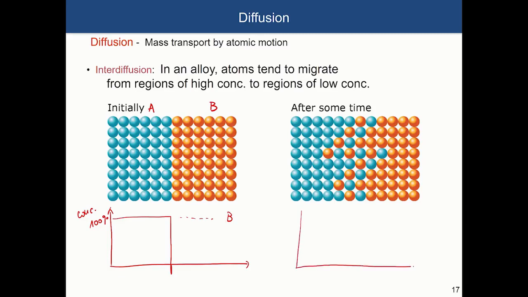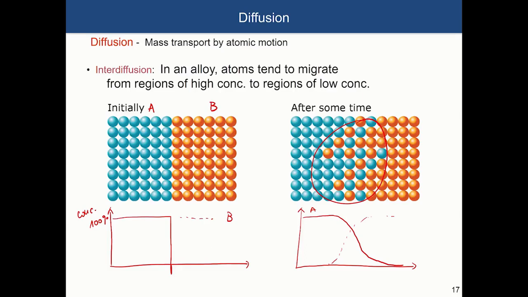So the profile will look slightly different. You will have 100% of A, and it will gradually decrease. Again, it will reach 0 on the right-hand side, but there will be this interface region where the materials interdiffuse into each other. The same thing will happen for B. It will be purely B on the right-hand side, but then the concentration drops toward the left-hand side. So the question is how quickly this happens, for which material it will happen, and what is the driving force.